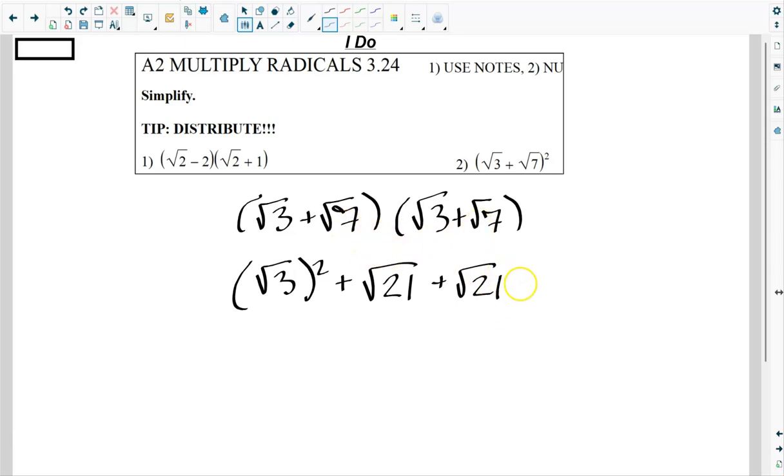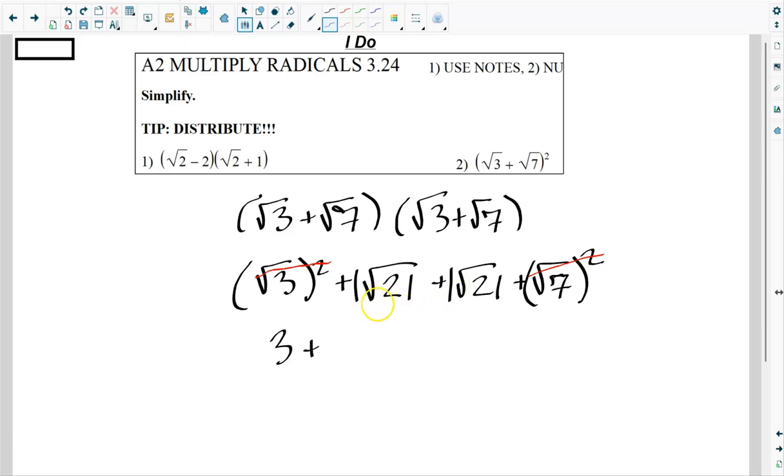This is square root of 7 times square root of 7, so I have square root of 7 squared. So really awesome. We're able to cancel square with square root. So I have a 3 plus 1 square root of 21 plus another 1 square root of 21.